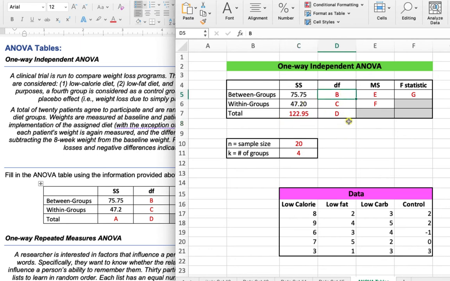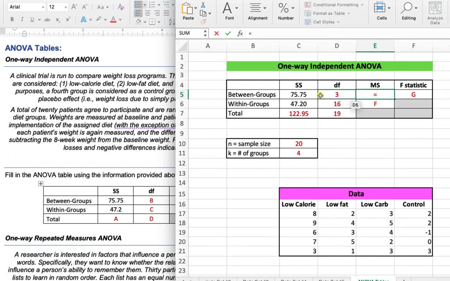Our between groups degrees of freedom is equal to the number of groups that we've collected minus 1. The within groups degrees of freedom is going to be equal to our sample size minus the number of groups we've collected. So that gives us 16. And our total degrees of freedom is our sample size minus 1, which would give us 19.